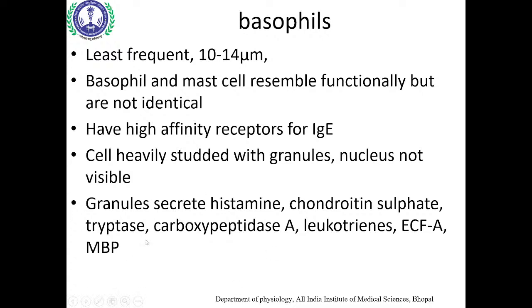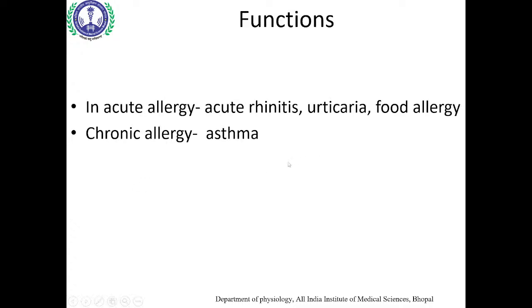They stain with the basic dyes, and their granules are composed of histamine, chondroitin sulfate, then carboxypeptidase, leukotrienes, and major basic proteins are less in amount, right? It does not happen that when an infection occurs, only eosinophils will be the major cells which will be increasing, but other cells will also increase, right? Then these are the conditions in which these cells increase. Basophils increase in most of the conditions of allergies, right?